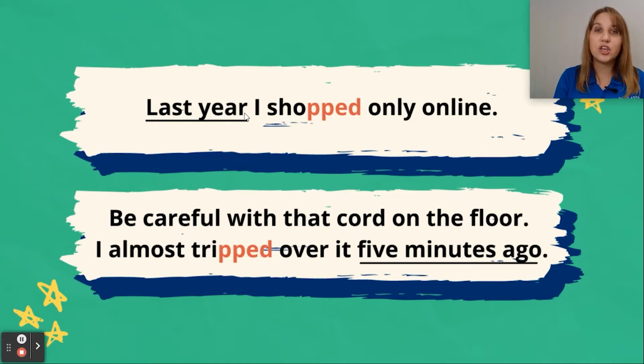Examples. Last year, I shopped only online. So shopped, we double P. Be careful with that cord on the floor. I almost tripped over it 5 minutes ago. So tripped, we double P. And the verbs shop and trip, those are one syllable words and they have the consonant vowel consonant cluster. Therefore, we would double the last consonant.